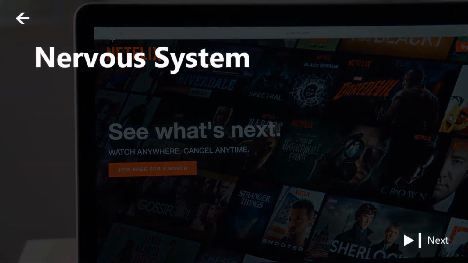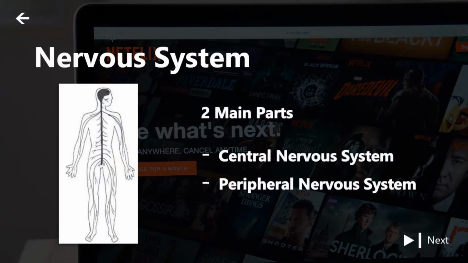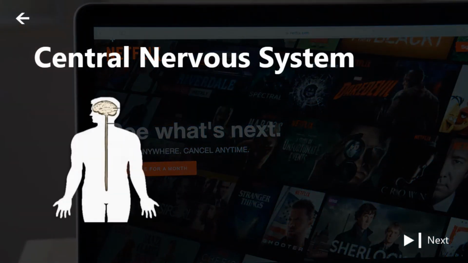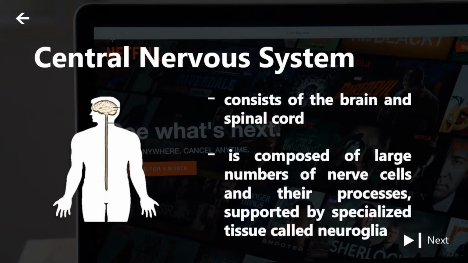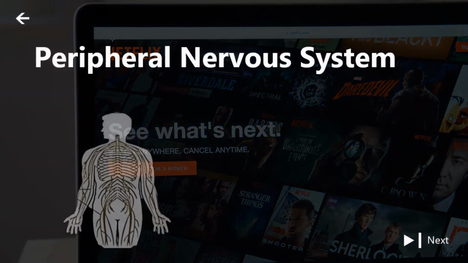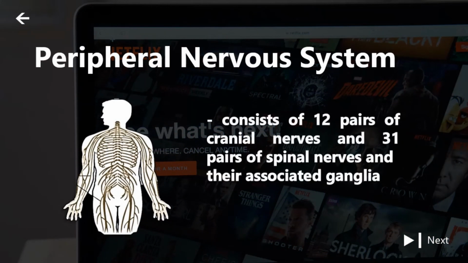So now we have nervous system. We have two main parts of nervous system: the central nervous system and the peripheral nervous system. Central nervous system. It consists of the brain and spinal cord. It is composed of large numbers of nerve cells and their processes, supported by specialized tissue called neuroglia. Next is peripheral nervous system. It consists of 12 pairs of cranial nerves and 31 pairs of spinal nerves and their associated ganglia.